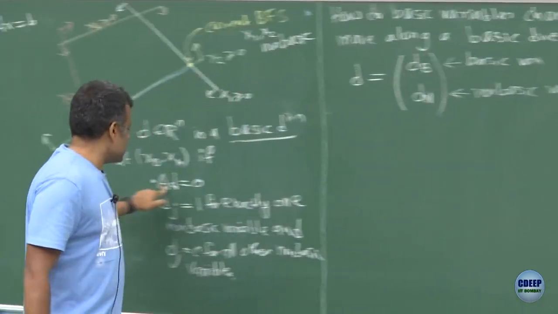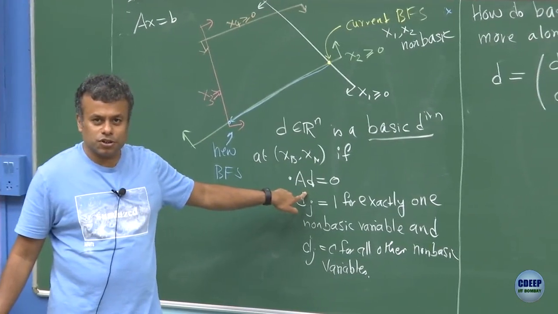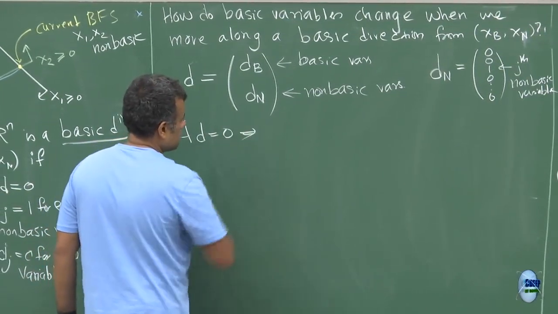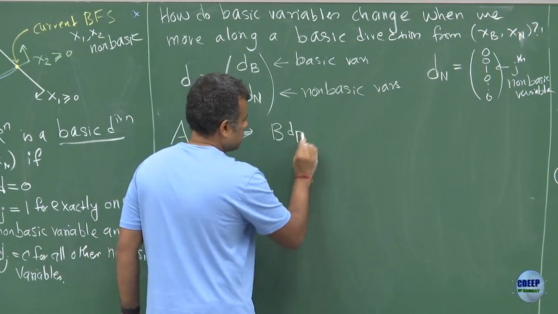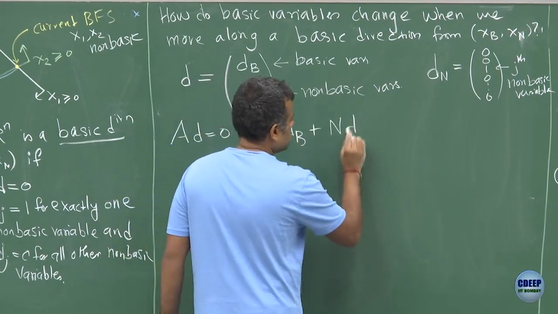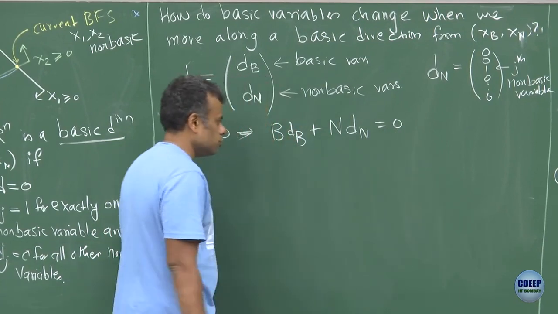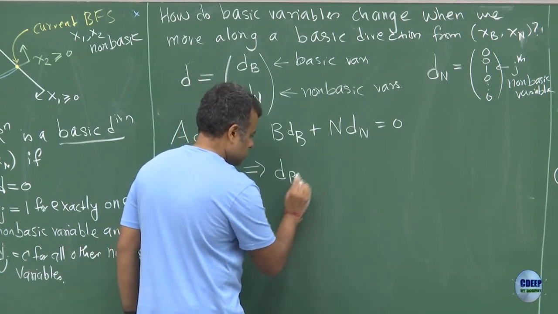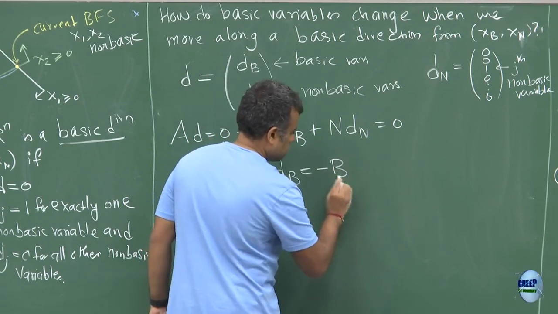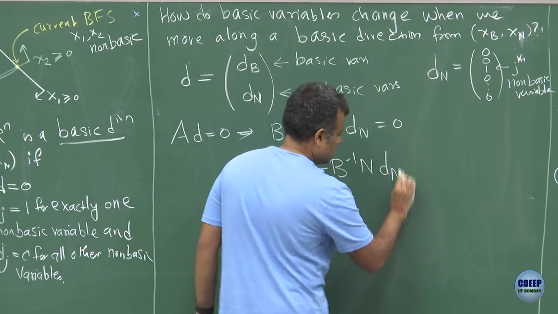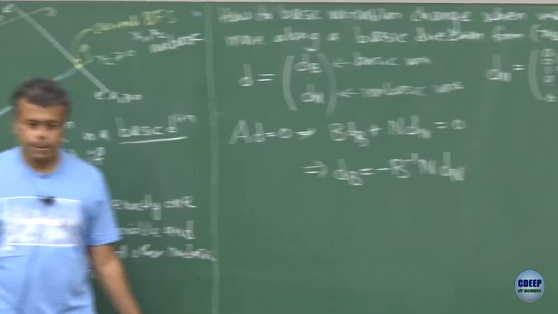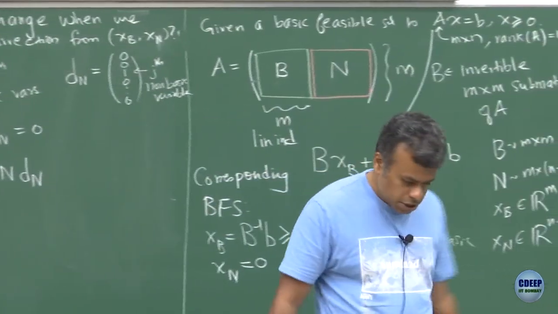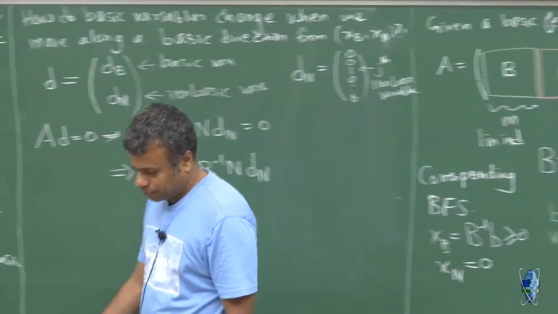Now, one requirement is that if I move, I must remain feasible, right? So Ad must be equal to zero. So if we substitute that, what happens? It is equal to zero. So this is just a straightforward calculation. And now we can simplify it a little bit.